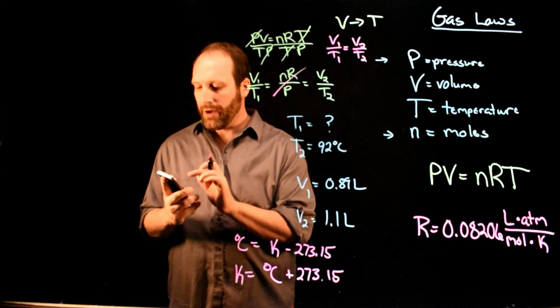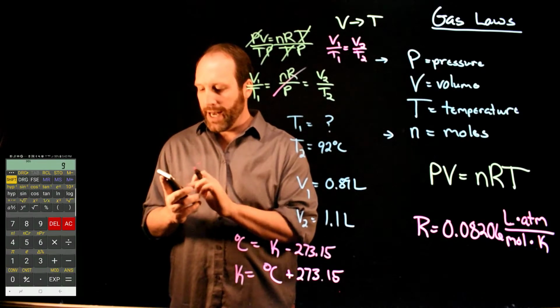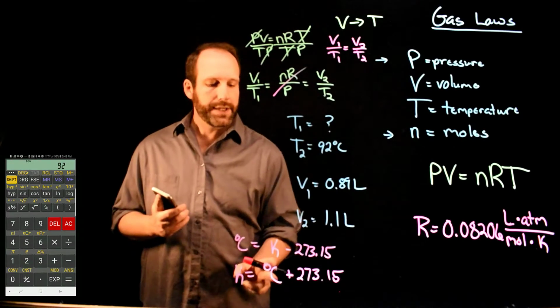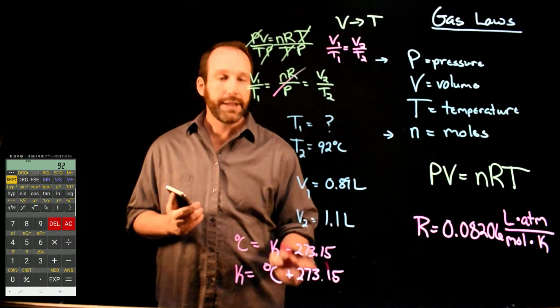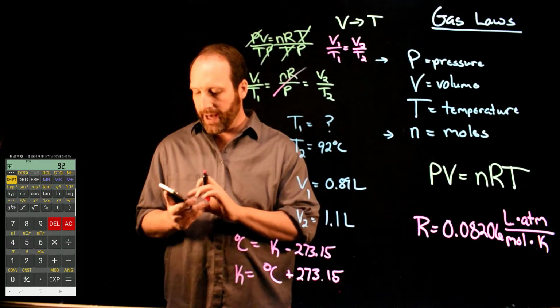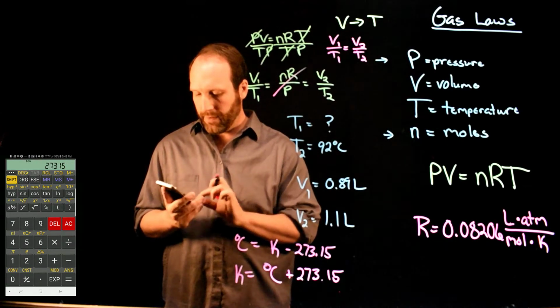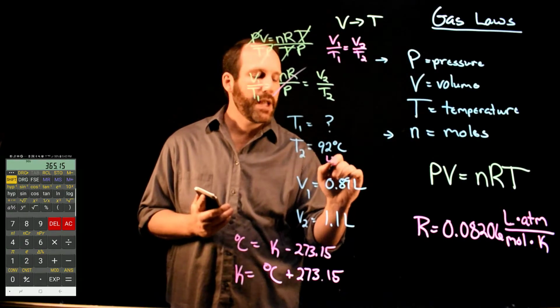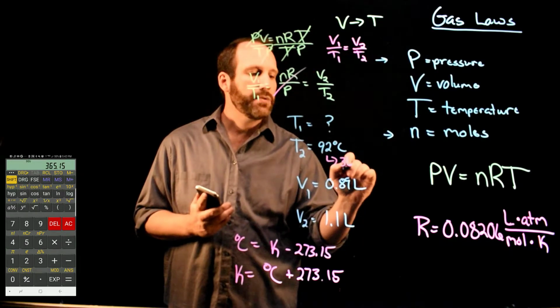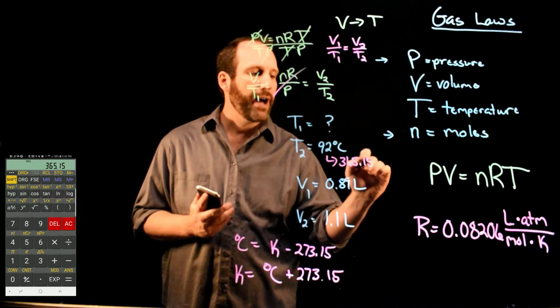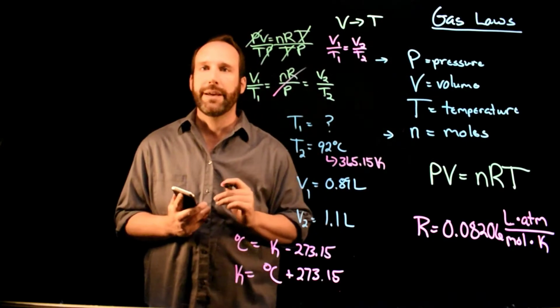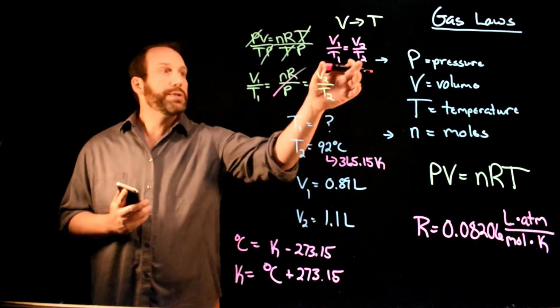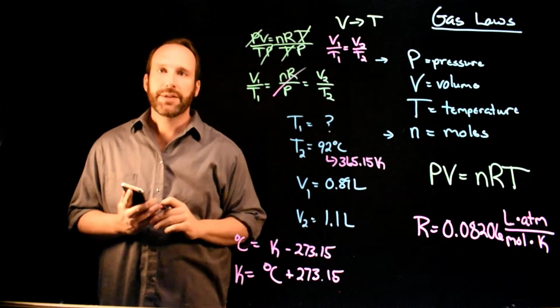Let's bring up the calculator. We know we've got 92 degrees Celsius, so Celsius plus 273.15 equals 365.15. So this temperature in Kelvin is 365.15 Kelvin. Okay. So let's use Charles' law to solve this problem.